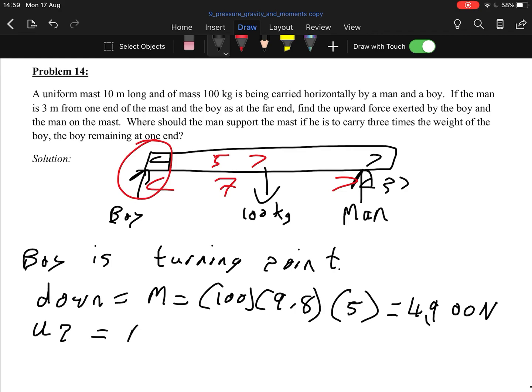Going up then, our moment is the force of the man, which we don't know, so I'm just going to call it F, times his distance, which is 7. Okay? So therefore, 7F is equal to 4,900. Why? Okay?